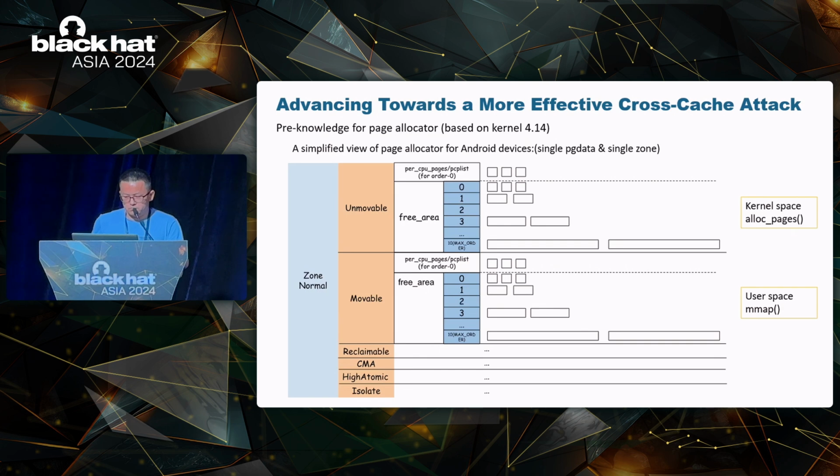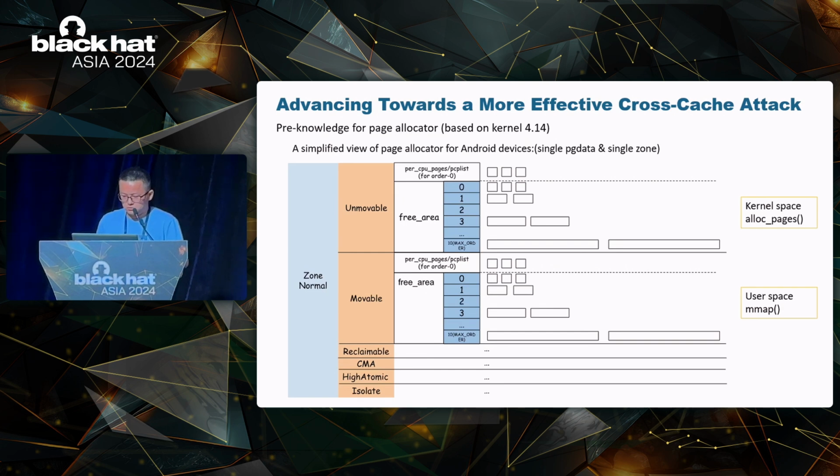First of all, let's get some pre-knowledge of page allocator. Here is a simplified view of page allocator for Android devices with a single pg_data and single zone. As you can see, zone normal has several different migration types of free area. In the free area, there are many different orders of pages, especially the per-CPU structure PCP list, which is created to accelerate the allocation and releasing of order 0 pages.